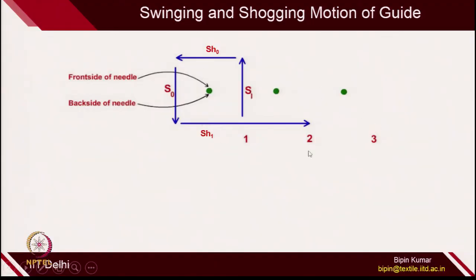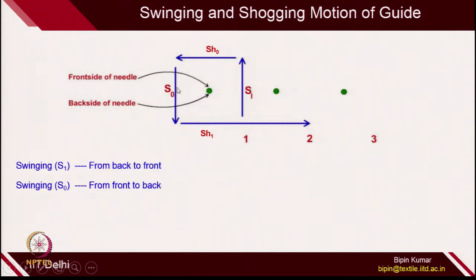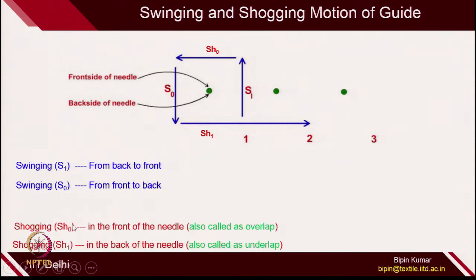Let us suppose if you want to create a course, here you are starting from the first position which is shown here. So, first swinging, then shogging on the front side, then swinging and then shogging on the back side. So, swinging from back to front, swinging from front to back, shogging in the front of the needle, this is called overlap, and shogging on the back side of the needle, this is called underlap.